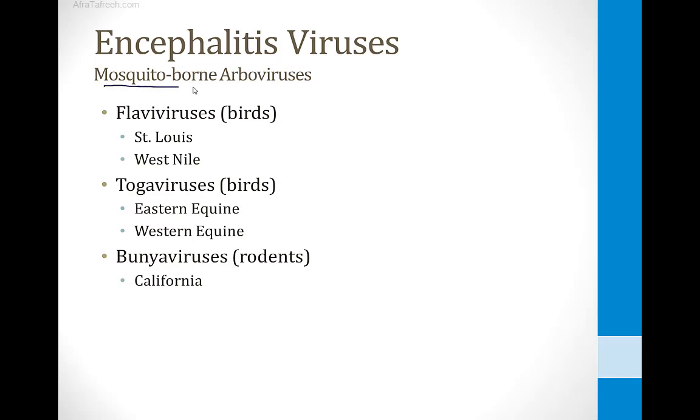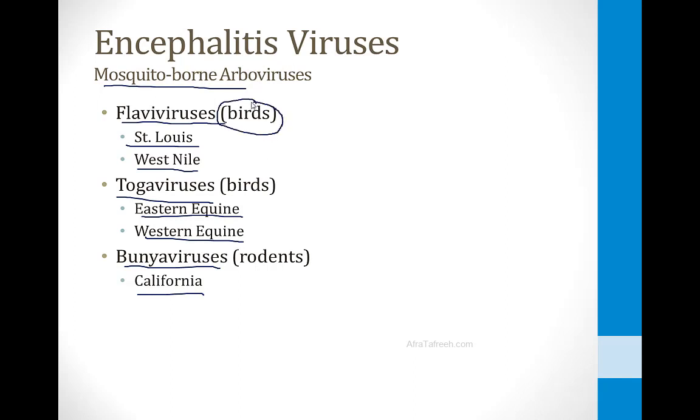Let me pause here and review the 5 RNA viruses that can cause encephalitis. These are all mosquito-borne arboviruses. The first 2 are members of the flavivirus family. Those are the St. Louis encephalitis virus and the West Nile virus. The next 2 are members of the togavirus family. Those are Eastern equine encephalitis and Western equine encephalitis viruses. And then finally, there's one member of the bunyavirus family, the California encephalitis virus, that can cause encephalitis. Usually the reservoir is birds, and then the infection gets transmitted by the bite of a mosquito. The one exception is California encephalitis virus, where the reservoir is rodents.